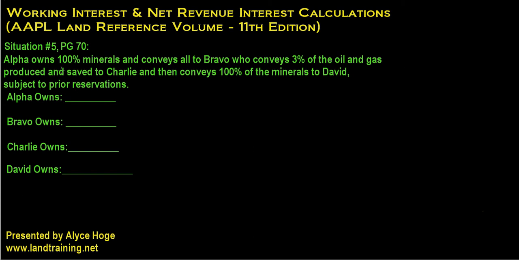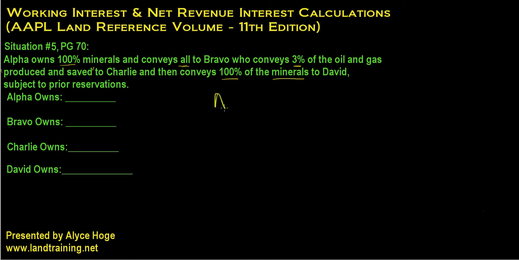Now let's look at situation number 5 on page 70, and we'll just read it through together. Alpha owns 100% of the minerals and conveys all to Bravo, who conveys 3% of the oil and gas produced and saved to Charlie, and then conveys 100% of the minerals to David, subject to prior reservations. And then it wants to know, what does Alpha own, what does Bravo own, what does Charlie own, and what does David own? So let's just diagram this out.